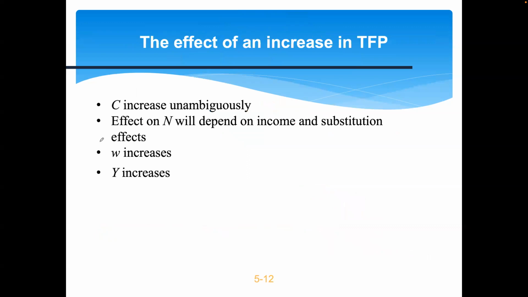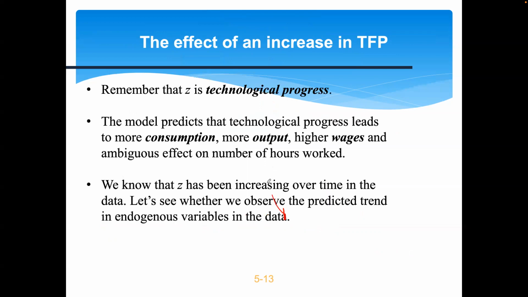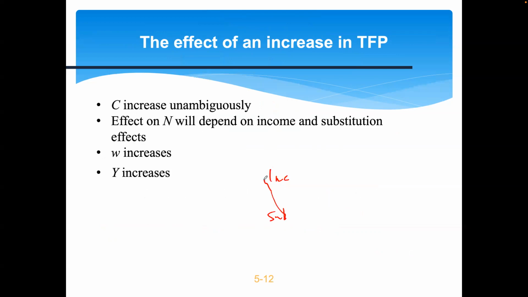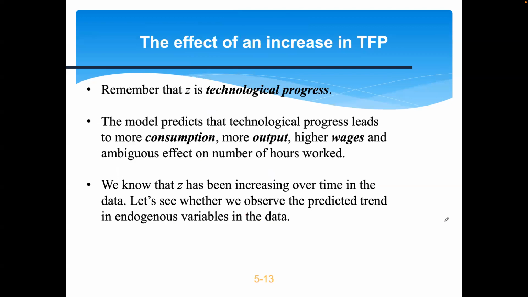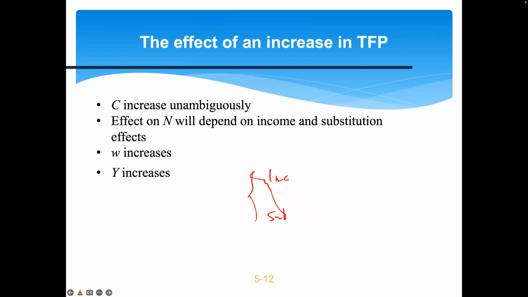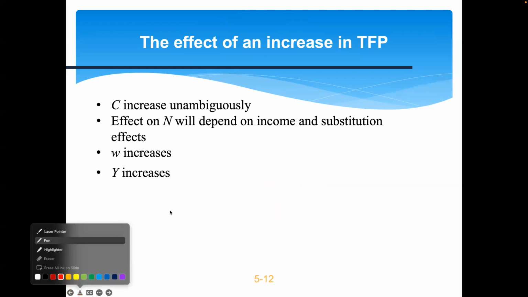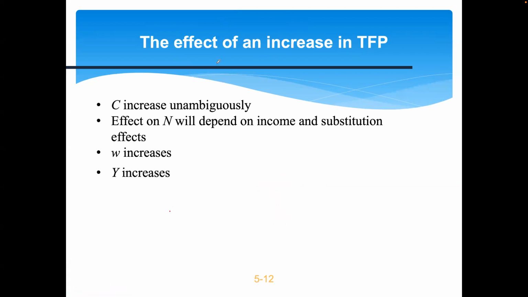Now this slide is going to summarize what we discussed. C increases unambiguously. Y actually is right down. So you have an income effect and a substitution effect. Oh, apologize, there's some technical issue. Right? So you have the income effect.